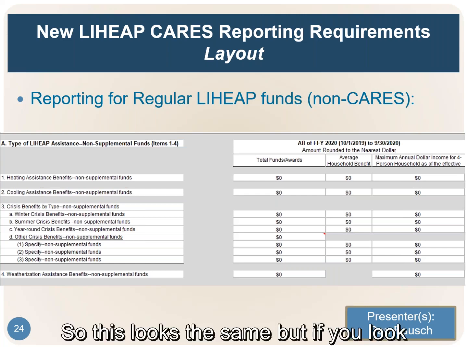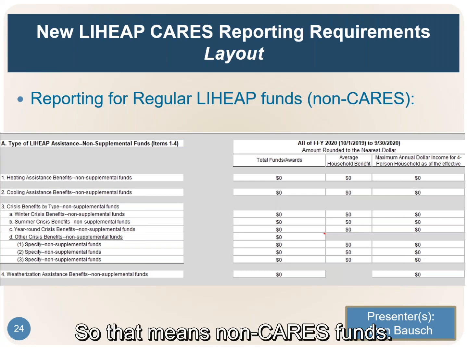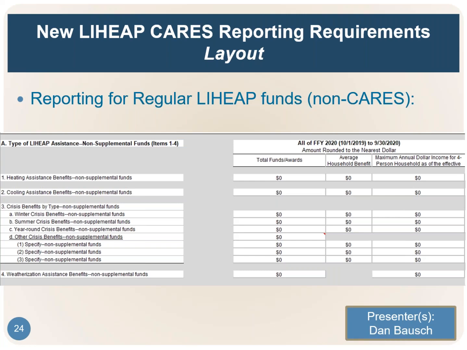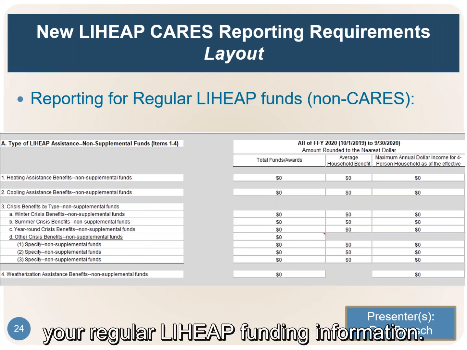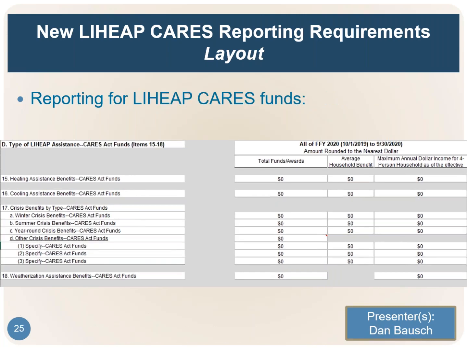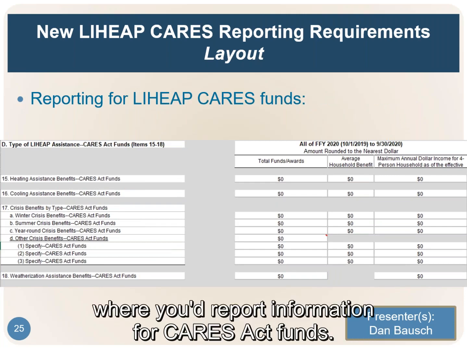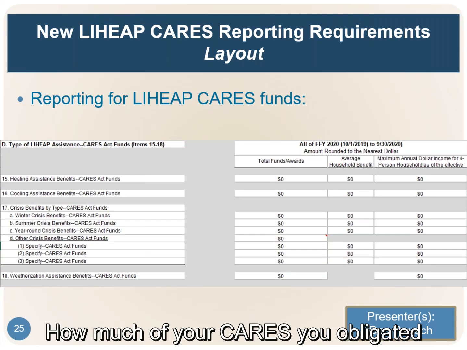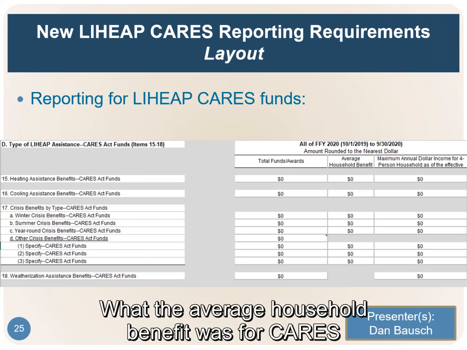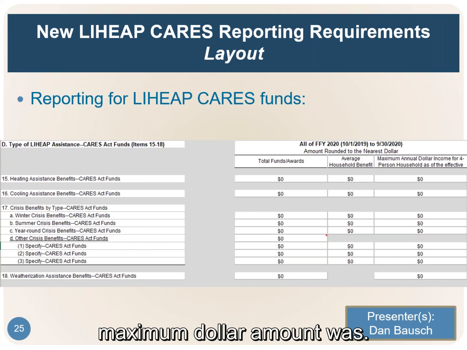So this looks the same, but if you look at that first line, heating assistance benefits, it now says non-supplemental funds. So that means non-CARES funds. So these lines will be marked in that way. So this is where you'd report your regular LIHEAP funding information. Now let's look at the CARES fields. So it's the same layout, it's the same format. The only difference is these lines are where you'd report information for CARES Act funds, how much of your CARES funds you obligated for heating assistance, what the average household benefit was for CARES, and what the annual income criteria maximum dollar amount was.